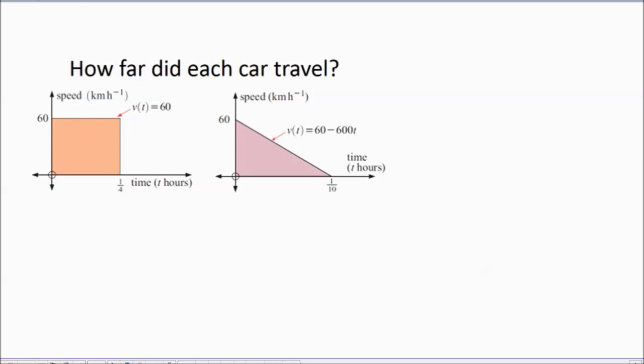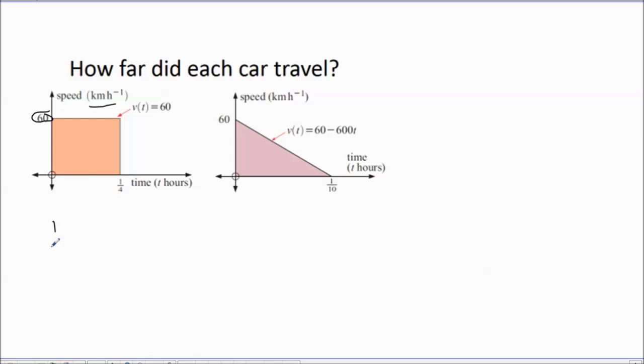Here we have two cars, and we want to know how far each one of them traveled. Okay, so let's take a look at this first one on the left. First thing to notice, the car is going 60 kilometers per hour. I know it's hours to the -1; just think of that as being in the denominator, kilometers per hour. So it goes 60 kilometers per hour, and how long does it do that? Looks like it's doing it for 1/4 of an hour.